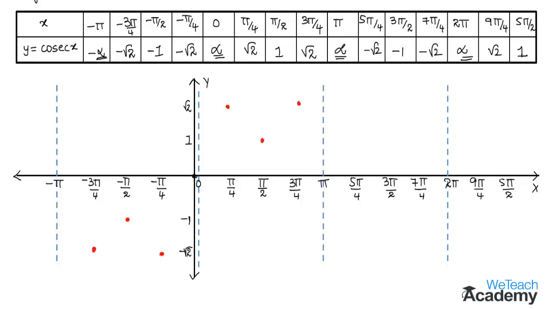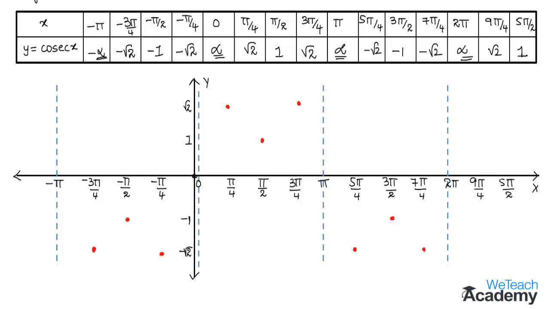And then for pi, we have infinity. So we have already drawn a line on it. And then at 5 pi by 4, the y value is minus root 2. So here we get a point. And then for x equal to 3 pi by 2, the value of y is 1. So here we get a point. And then for 7 pi by 4, the value is minus root 2. So here we get a point where 7 pi by 4 and minus root 2 meet.